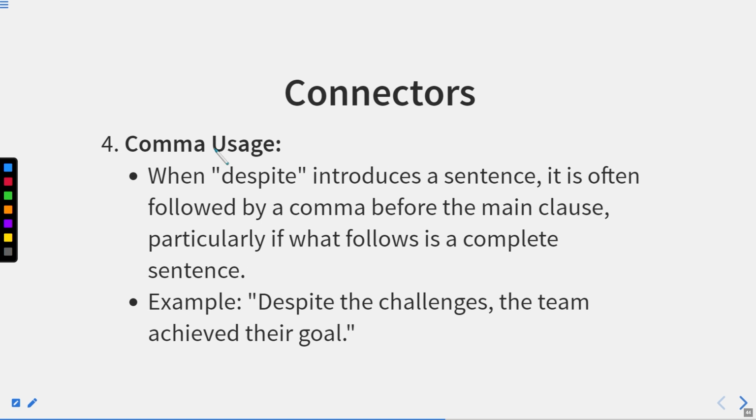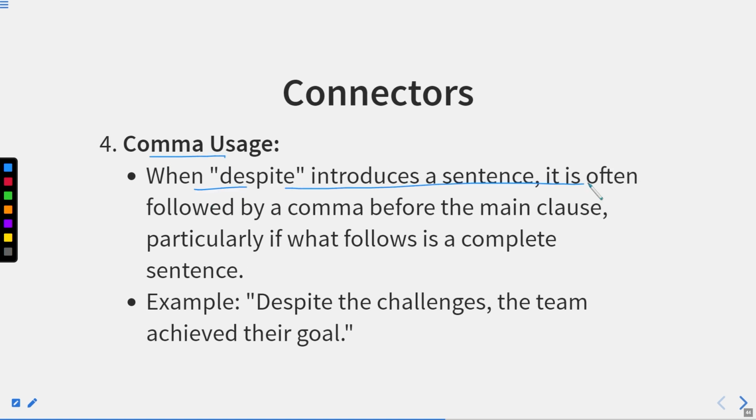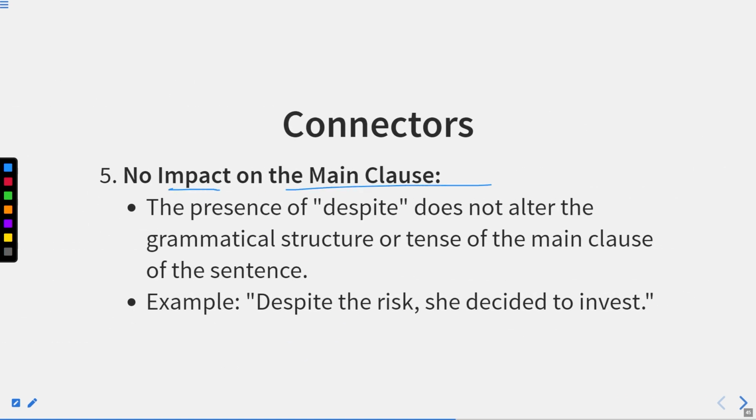Comma usage. When despite introduces a sentence, it is often followed by a comma before the main clause, particularly if what follows is a complete sentence. Example: despite the challenges, the team achieved their goal. No impact on the main clause. The presence of despite does not alter the grammatical structure or tense of the main clause or the sentence. Despite the risk, she decided to invest.